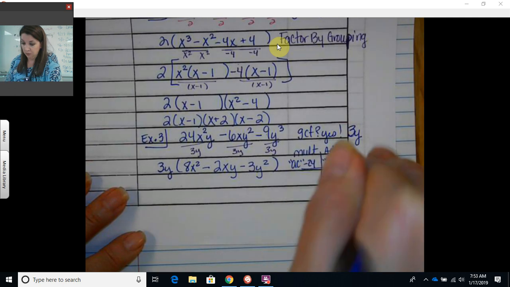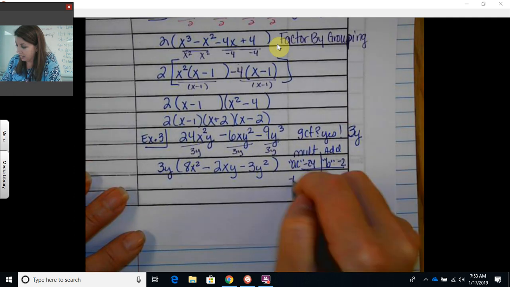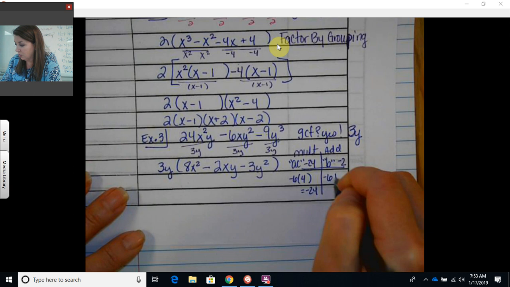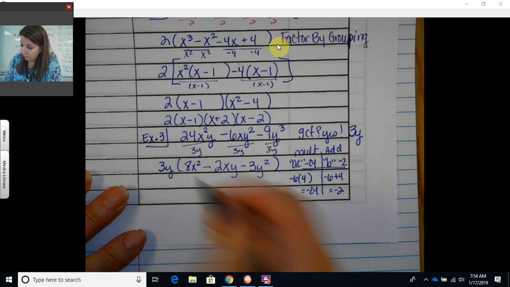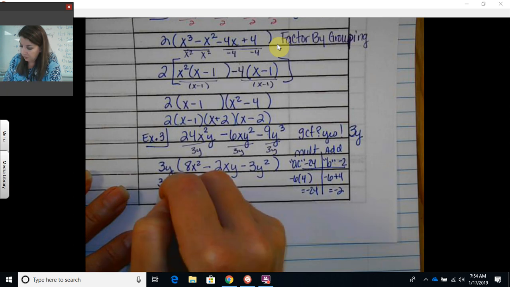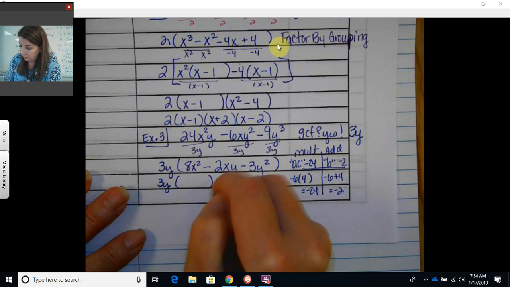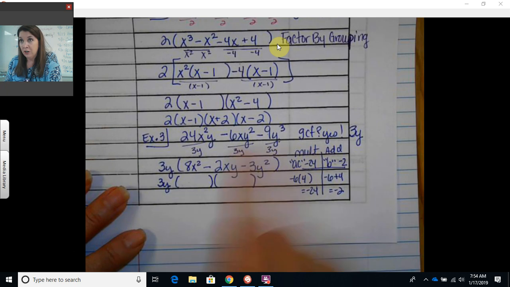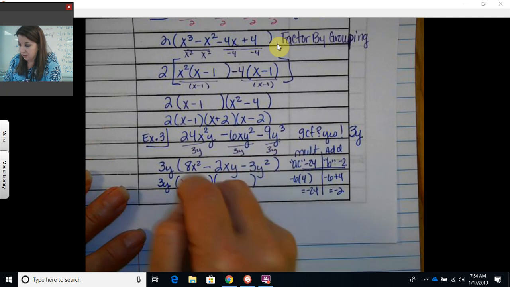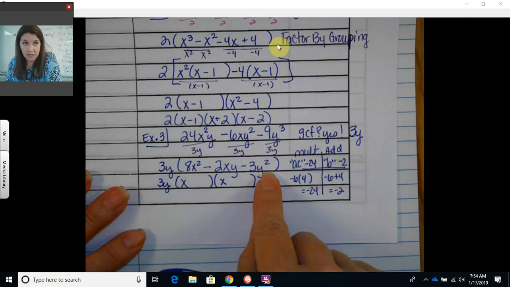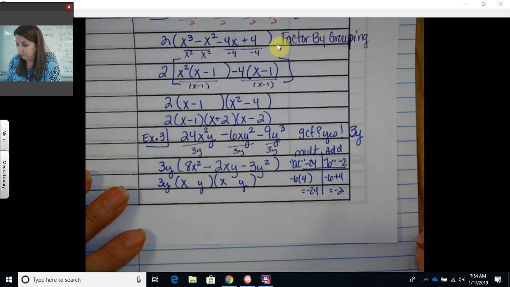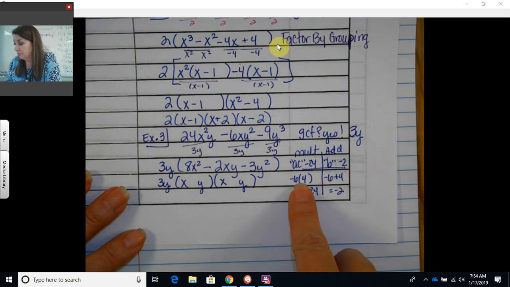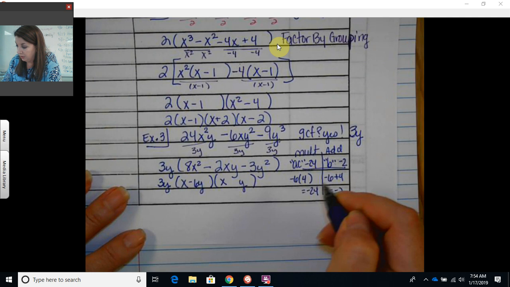So, what do we have here? Negative 6 times positive 4 is negative 24. Negative 6 plus 4 is negative 2. Perfect. So 3y goes outside the parentheses. That's your GCF. Make 2 sets of parentheses. Since my first term is where the x's are, we put an x in the first term. In the last term, we have y squared. So the second term in each parenthesis will get a y. Okay? These numbers still go with the second term. So put a minus 6y and a plus 4y.